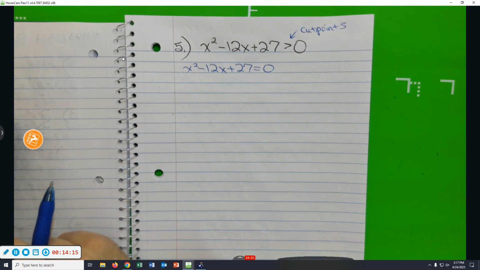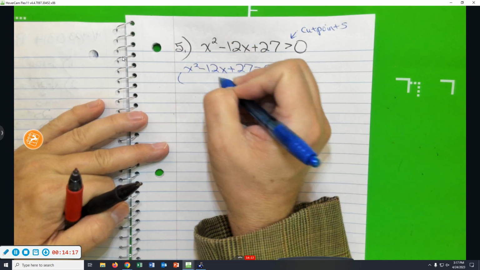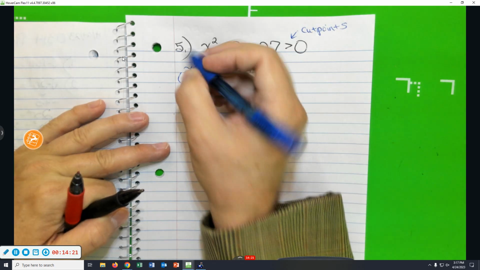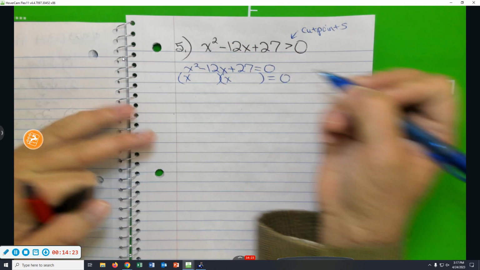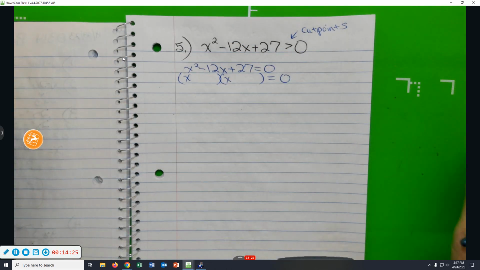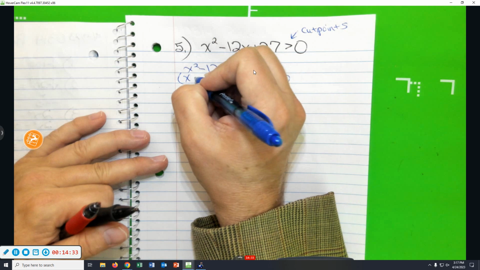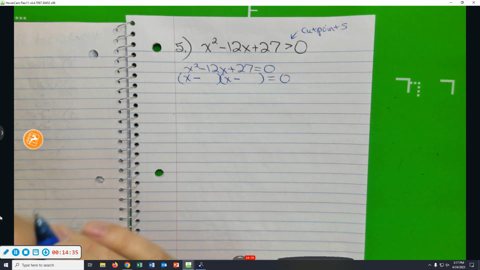And I think we can solve by factoring. X squared is x times x. We know something very nice about the signs. What are they? If the last sign's a plus, you have 2 of the first signs. So minus and minus.